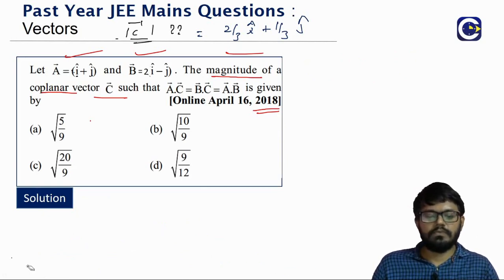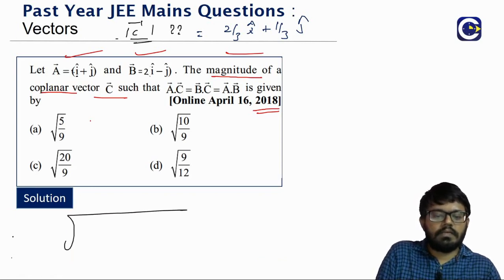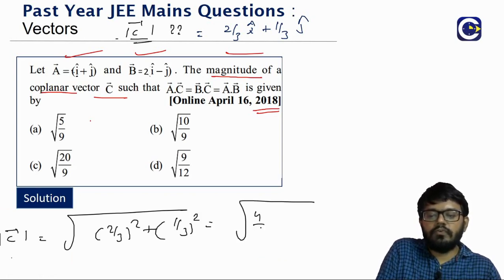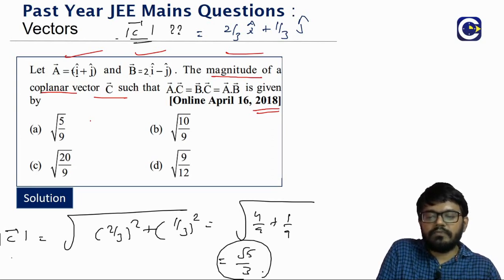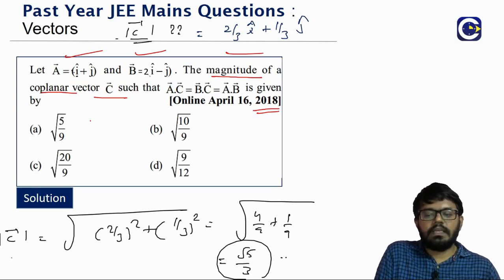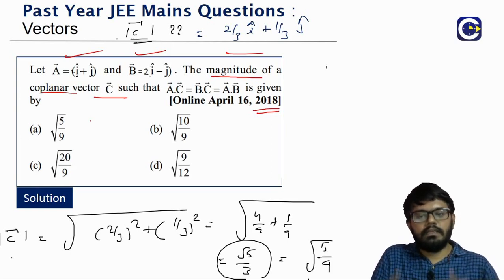So this is the C vector magnitude, mod C. Mod C will be the root of the I component squared, 2 by 3 the whole square, plus the J component squared. So it is root of 4 by 9 plus 1 by 9, which is root 5 over root 9. Root 9 is 3. Either we can say root 5 divided by 3, or we can just keep it as root of 5 by 9.